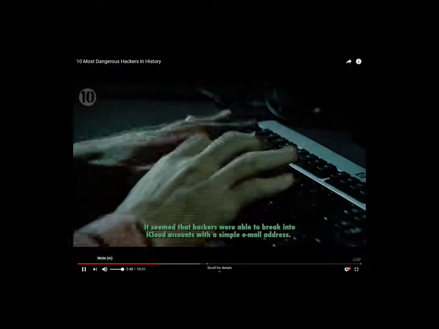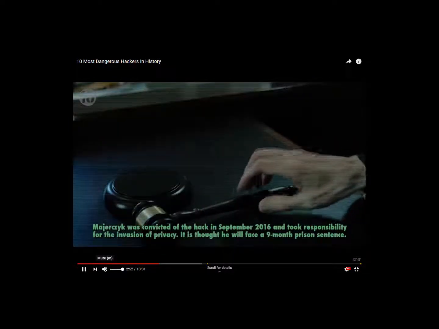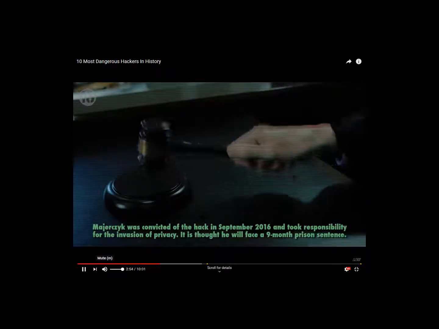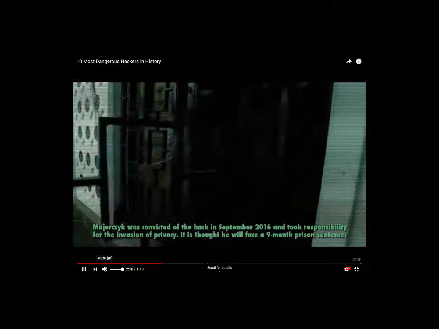The photos made headlines worldwide and caused a fair amount of concern over the security of people's private data. It seemed that hackers were able to break into iCloud accounts with a simple email address. Mazurchik was convicted of the hack in September 2016 and took responsibility for the invasion of privacy. It is thought he will face a 9-month prison sentence.